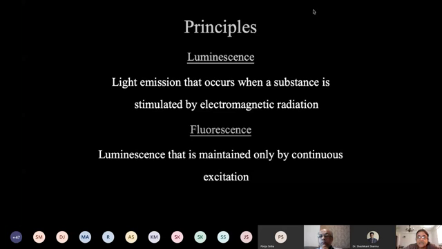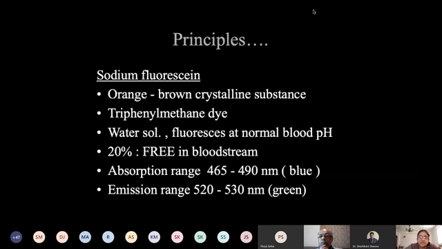So let's understand what sodium fluorescein is. It's basically an orange-brown crystalline substance. It's a triphenyl methane dye, a water-soluble dye. It fluoresces at normal blood pH. About 20% of it is free-flowing in the bloodstream, so it doesn't get attached. Its absorption range is in the blue light range, between 465 and 490 nanometers, while it emits light in a higher range, the green light range, which is 520 to 530 nanometers.